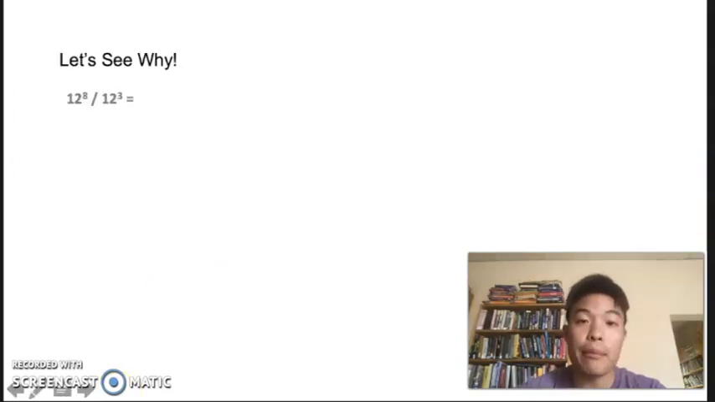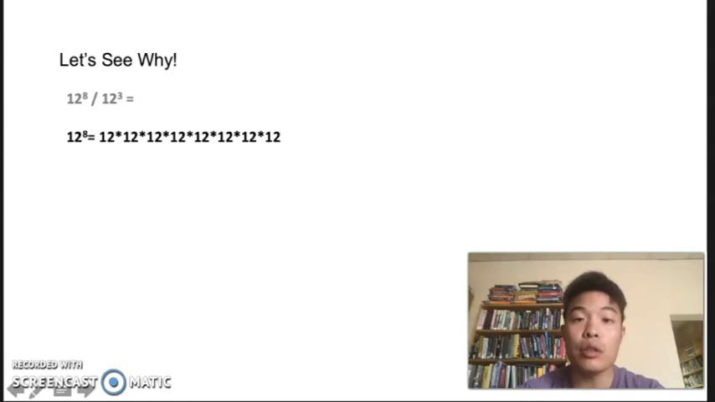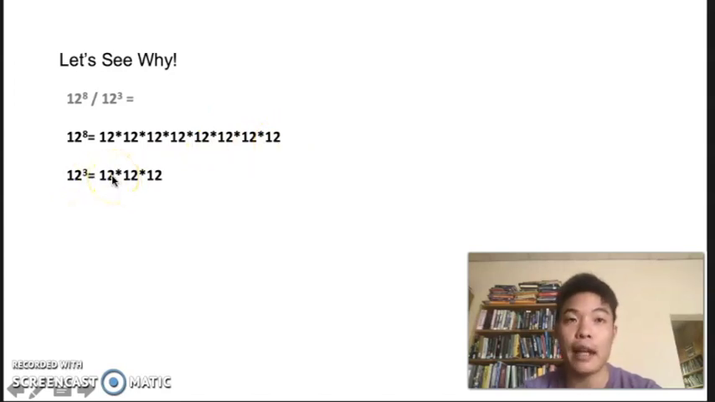Let's break down example number 2, and let's see why 12 to the power of 8 divided by 12 to the power of 3 equals 12 to the power of 5. Similar to the do now, what we are going to do first is expand 12 to the power of 8. 12 to the power of 8 can be written as 12 multiplied by itself 8 times. Here we can count. We have 12 once, twice, 3 times, 4 times, 5 times, 6 times, 7 times, 8 times. 12 to the power of 3 can be rewritten as 12 multiplied by itself 3 times.